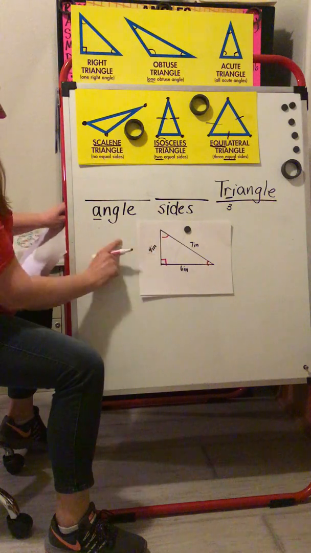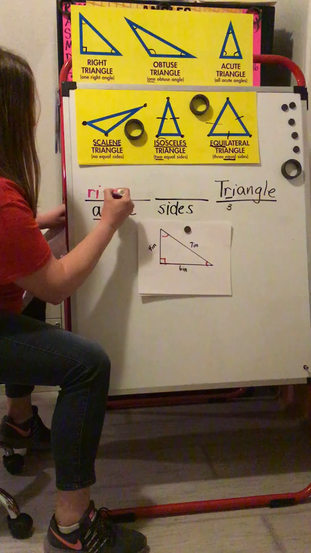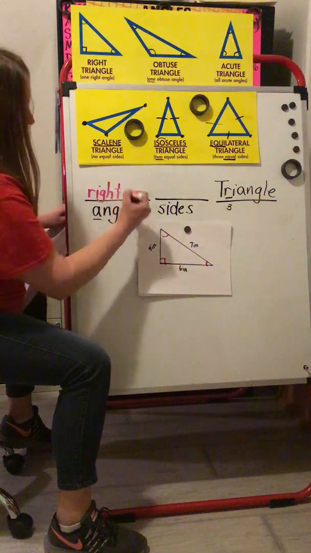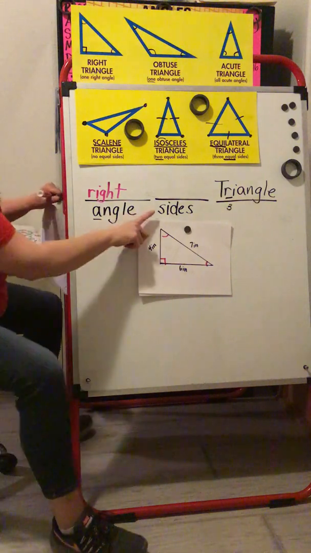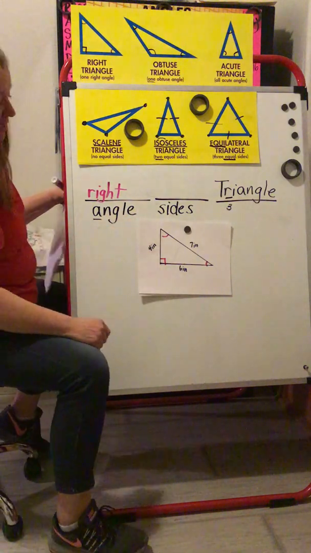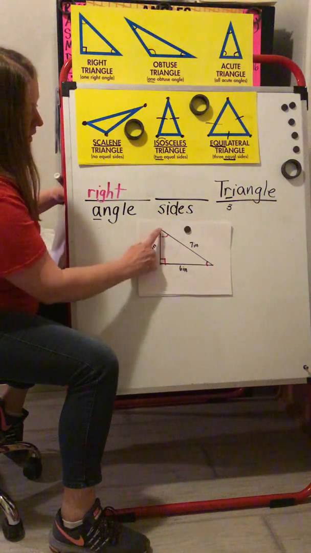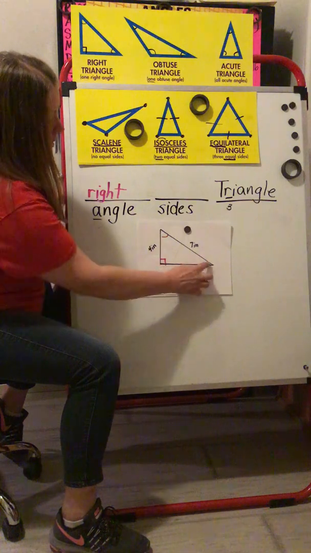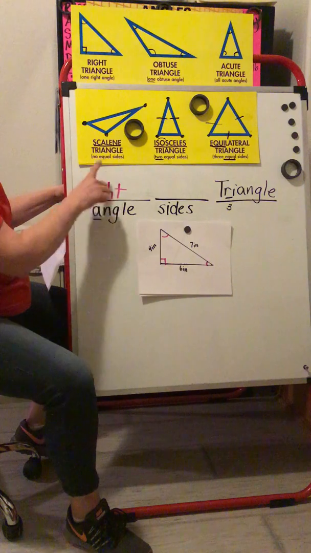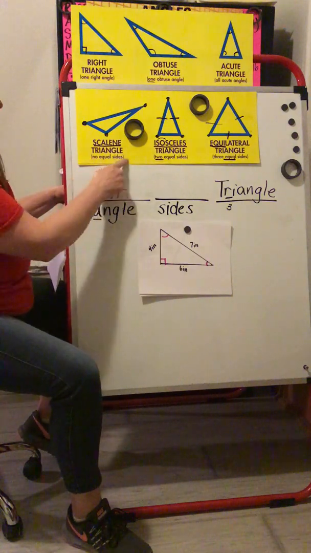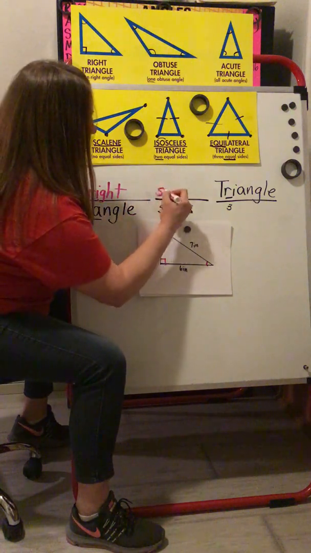So the first name of this triangle is going to be right. It is a right angle. Okay, so we have a right angle to start with. Now, I want to talk about the sides. Let's look at the sides. This side, from this endpoint to this endpoint, was 4 inches. From here to here was 7. From here to here was 6. None of these sides are the same. So we have no equal length sides. This is going to be a scalene triangle.